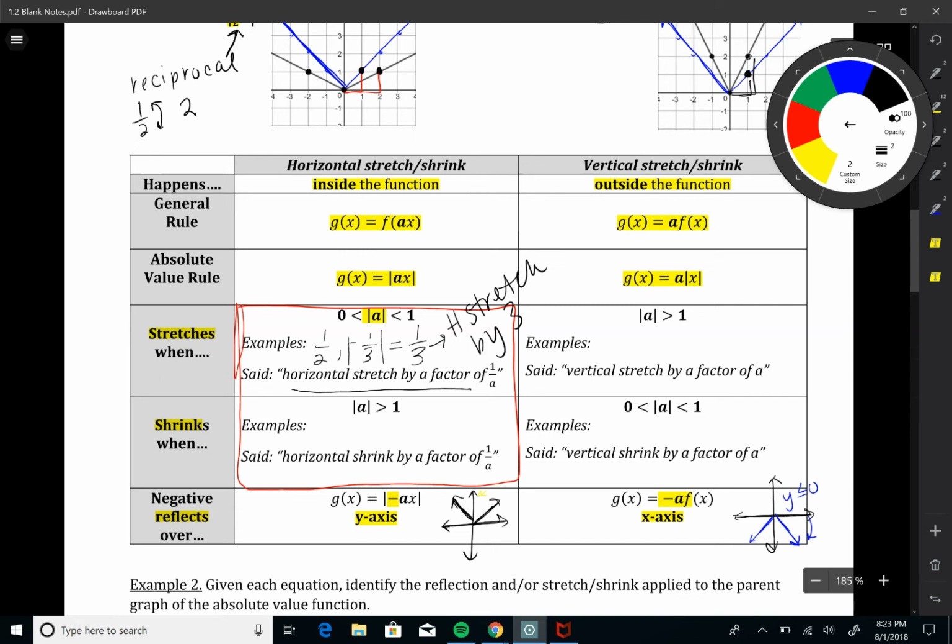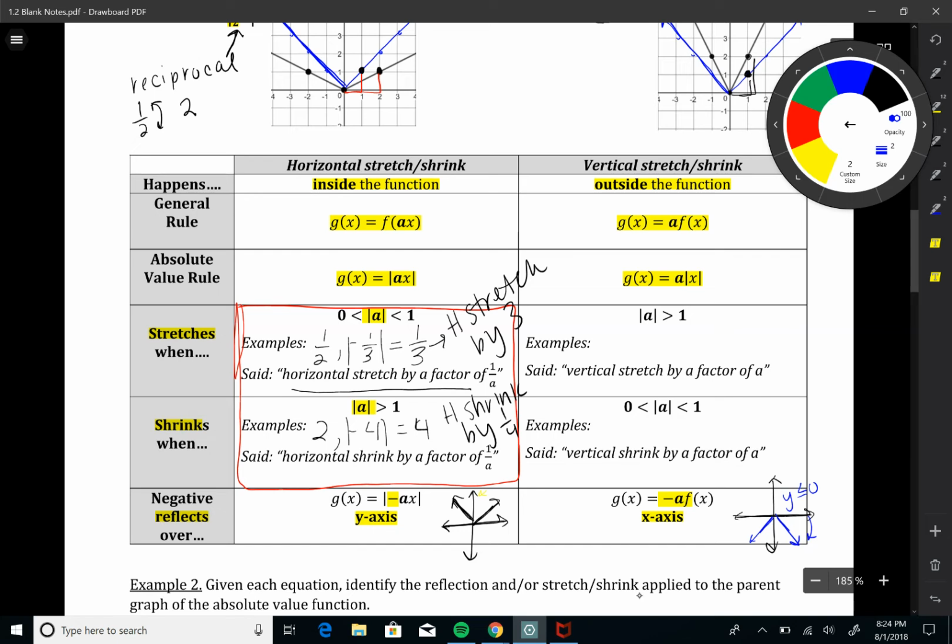Vice versa, you will horizontally shrink when the absolute value of A is greater than 1. So that's a number like 2 or -4, because the absolute value of -4 is 4, and you do the reciprocal of 4, which is 1/4, and you would say this is a horizontal shrink by 1/4.